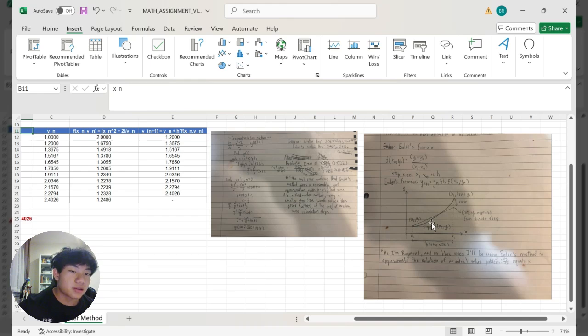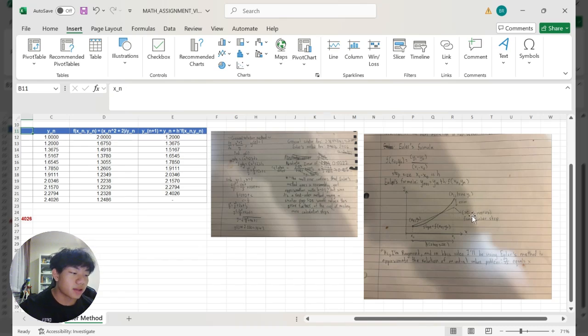Now, let's derive the formula. The slope of a line is rise over run. So f of x0, y0 equals y1 minus y0 over x1 minus x0. Since x1 minus x0 is just our step size h, we rearrange. f of x0, y0 equals y1 minus y0 over h. Solving for y1 gives y1 equals y0 plus h times f of x0, y0.